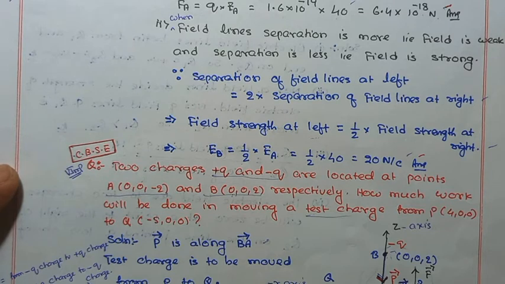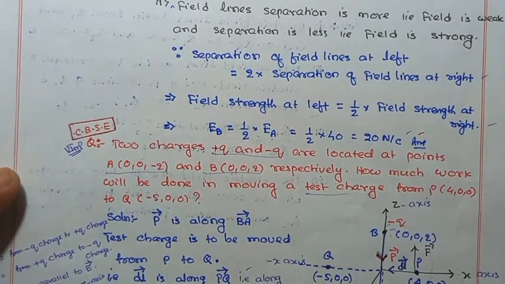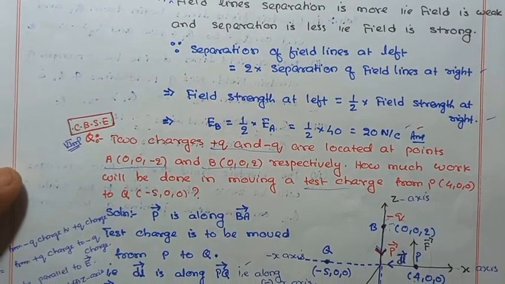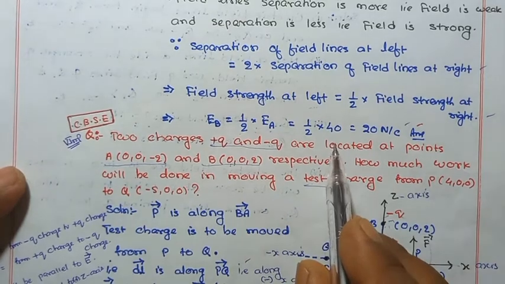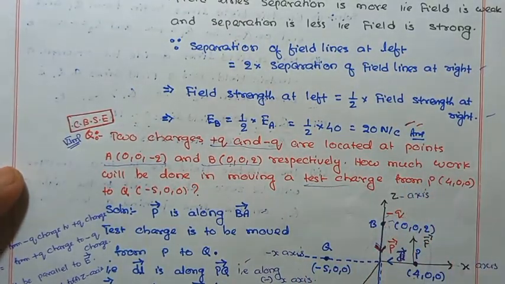Okay? So electric field strength at left, that is EB, is equal to half of the electric field strength at right, that is EA. So half into 40 is equal to 20 Newton per Coulomb. Okay?